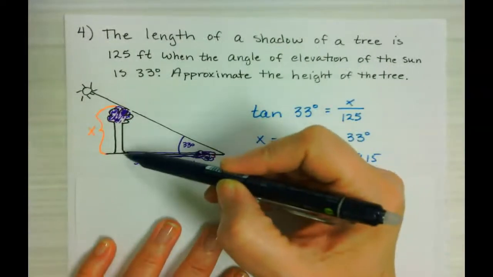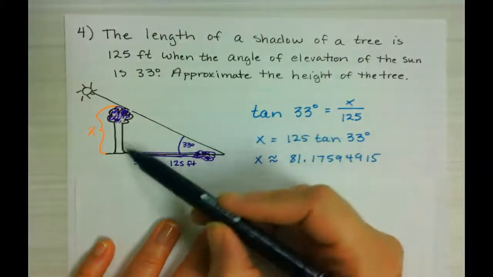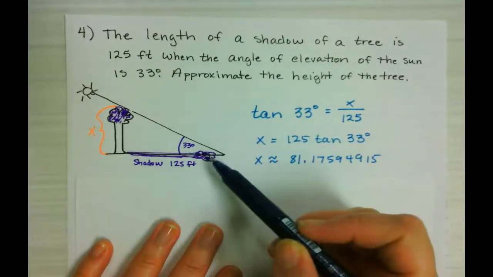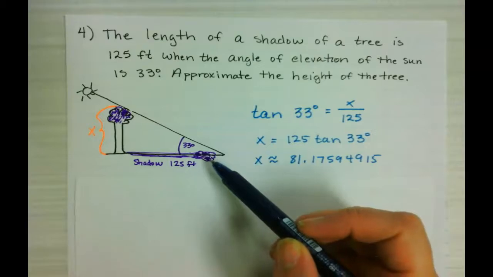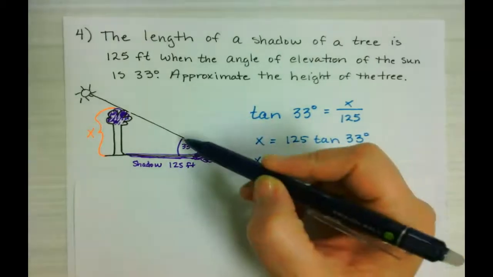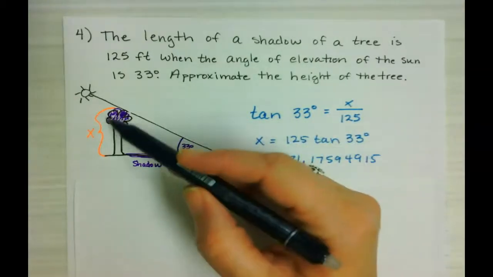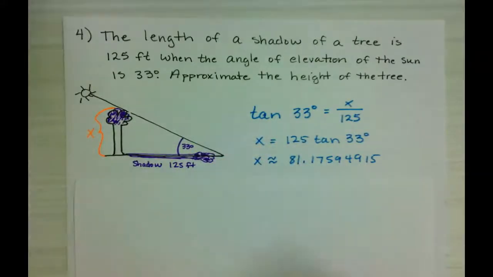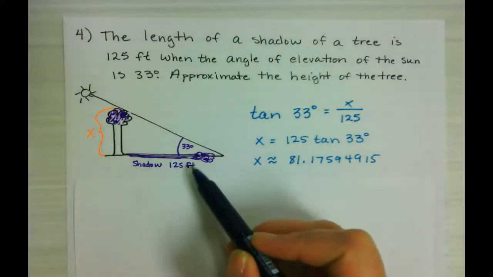So I have my tree. The sun's back here, shining this way, so it casts the shadow down here. Yes, I know I'm not an artist, but you get the gist. There's my shadow. This is the 33 degrees that we're talking about, and the height of the tree would be over here. So that height of my tree I'm going to call x. The shadow is 125 feet as defined in my problem.